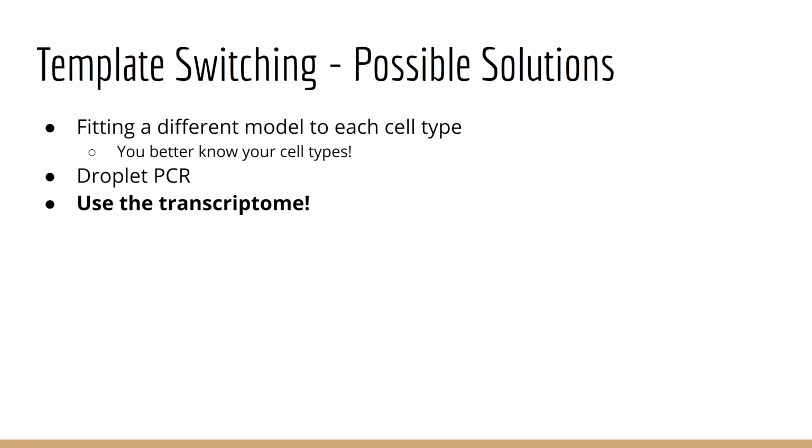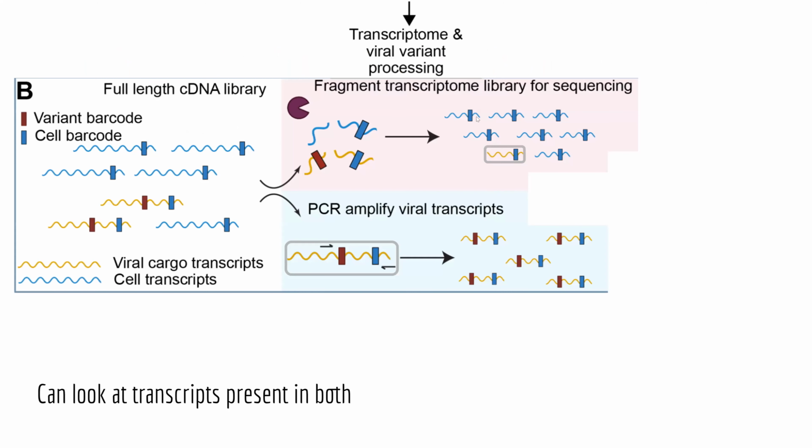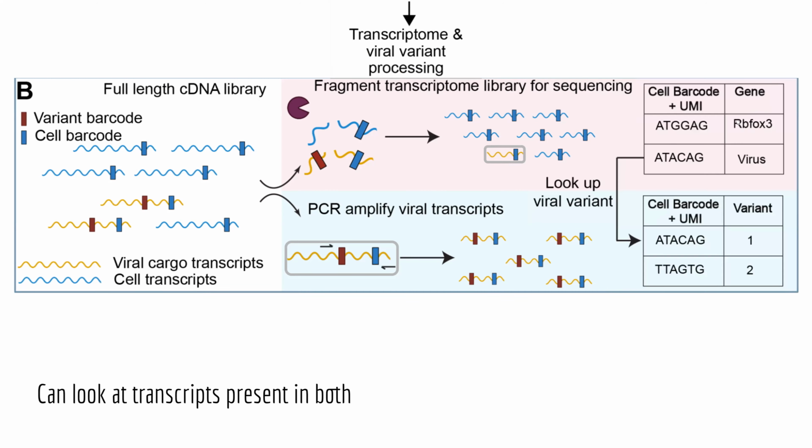So the idea was, why can't we use the transcriptome? So going back to this picture, you have all these reads that are from the transcriptome, and then you have the amplified reads. And even though we lose the variant barcode, what we can do is we can still identify which cell barcode UMIs are associated with virus. And then we can simply use the amplified reads as a lookup table to identify which cell barcode and UMI is associated with which viral variant. And that's what we ended up doing.